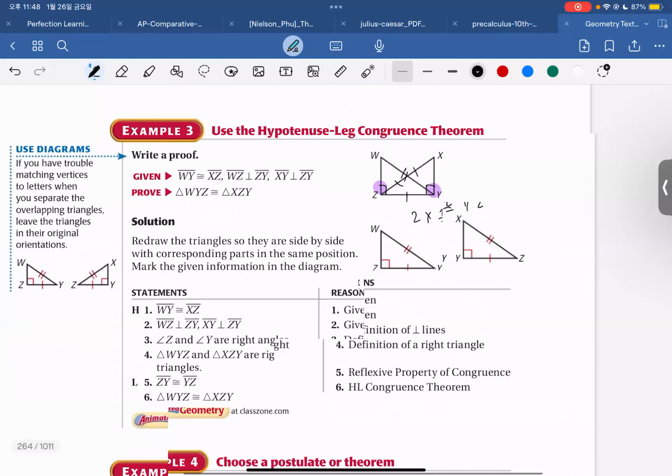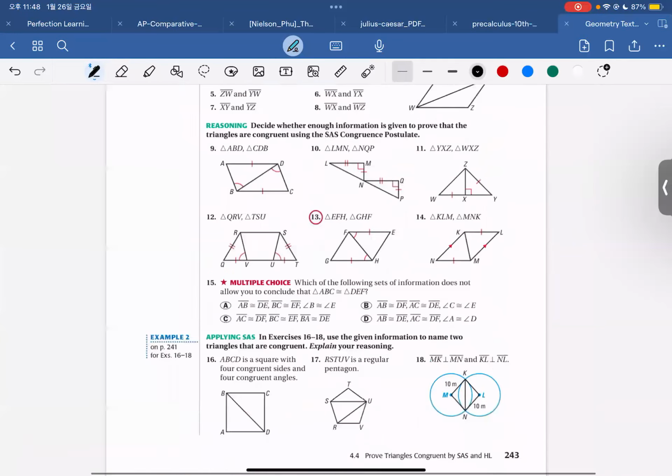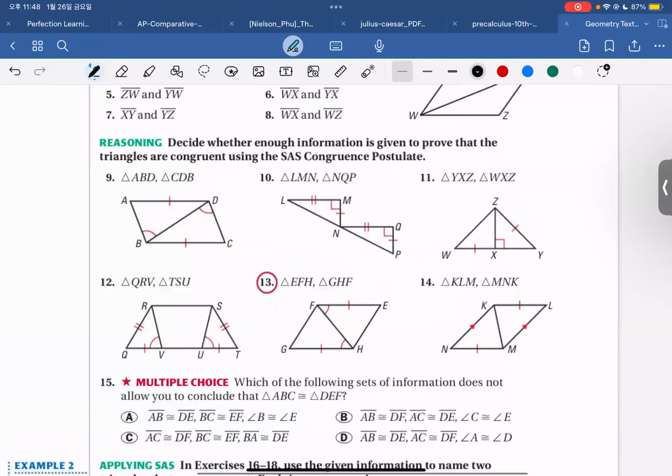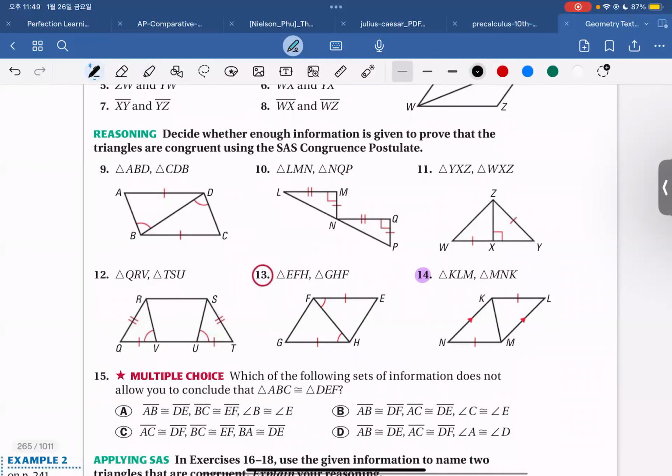So I think this is a pretty simple proof in general, but let's just do one last one before we end for today. So here, let's look at the SAS congruence postulate. So let's look at number 14. So you're given two triangles here, and you have to prove that they're congruent or not, but using the SAS.